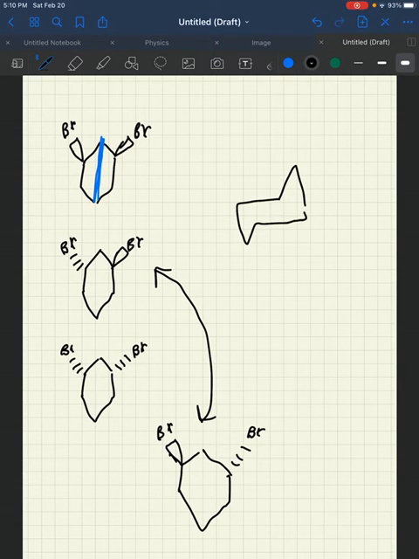Forward llama, and we have 1, 2, 3, 4, 5. On the first one, I have my bromine going up. 1, 2, 3, 4, 5. On the fifth one, 1, 2, 3, 4, 5, I have my bromine going down.